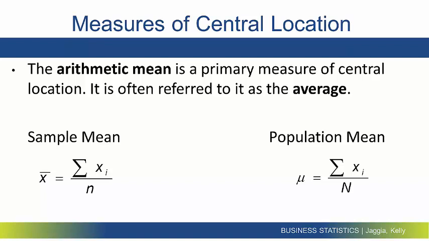And so what we do is we sum all the population values and we divide by uppercase N, which represents the population size. As you can see with the formulas, the mean is sensitive to outliers by the very nature of the calculation, where we're adding all the values together and dividing by the number of values. For this reason, we often report the median when we have outliers in our data.